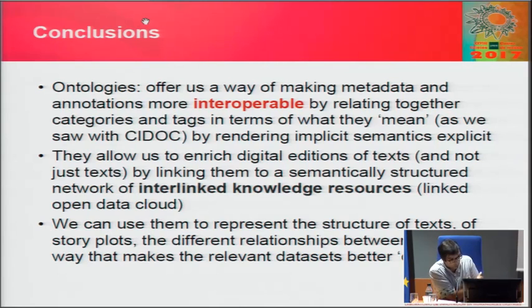So ontologies allow us, as I've just shown, to enrich digital editions of text, and not just text. You can also have maps. You can have different kinds of files by linking them to a semantically structured network of interlinked knowledge resources, which is in this case the linked open data cloud. And we can also use them to represent the structure of text, of story plots, of the different relationships between texts in a way that makes the relevant data sets more queryable as well.